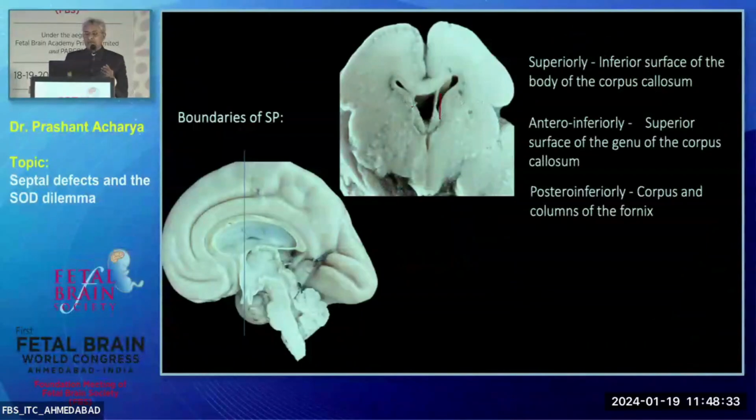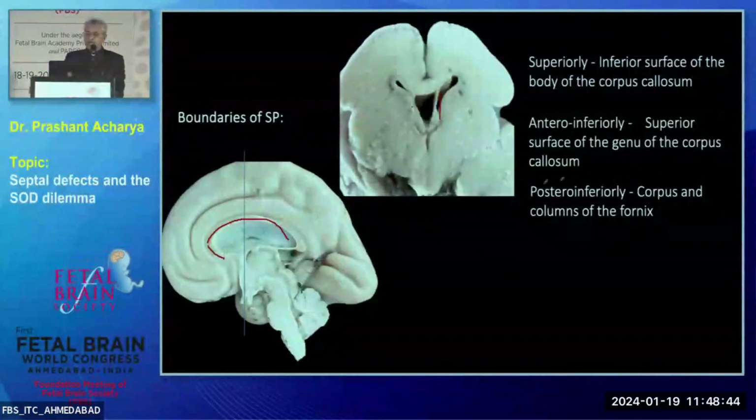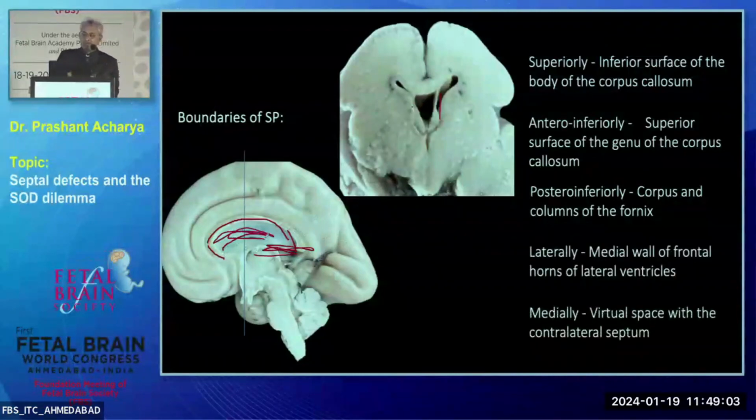And the boundary, if you look superiorly, it's the inferior surface of the corpus callosum, which forms the upper boundary, and inferiorly it is going to be the genu of the corpus callosum. Posteriorly and inferiorly, again, it is going to be the corpus callosum and the columns of the fornix. That's how the base is going to be. But you can see that this is the very clear septum which is going to be there. It's a medial wall of the lateral ventricle. We call it the septum pellucidum.